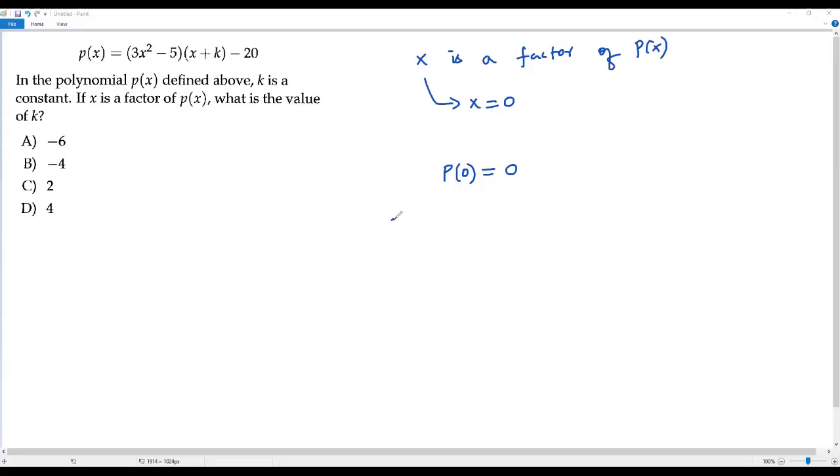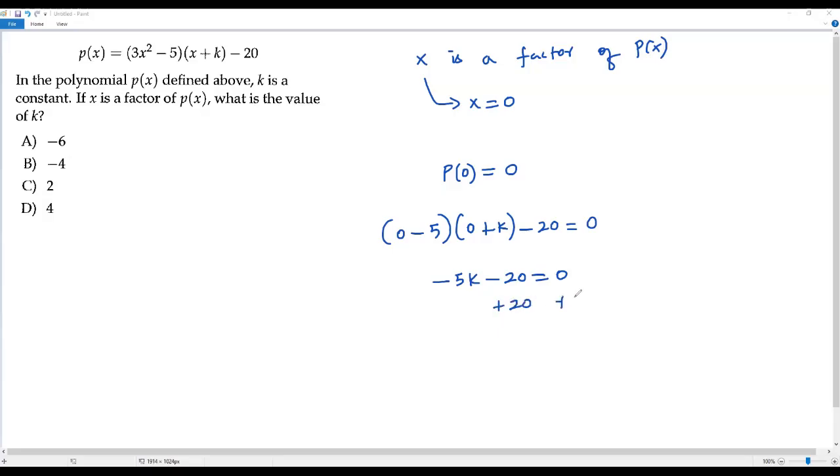Then I'm getting 3 times, when I plug in 0 for this x, 0 squared is still 0, that is 3 times 0, and 3 times 0 is actually 0. Then −5 times, when I plug in 0 for this x, I'm getting 0, plus k − 20 equals 0. So 0 − 5 is just −5, and 0 + k is just k. So −5k − 20 equals 0. Okay, now let's solve for k in this equation.